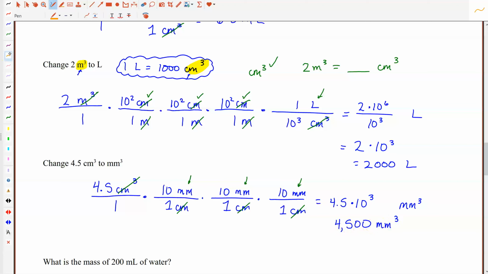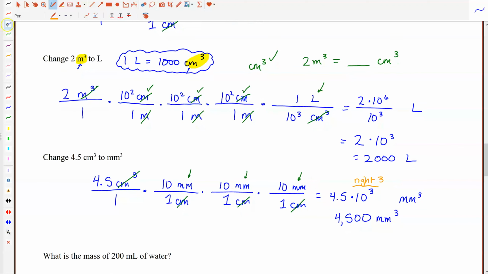Again, this is why working with powers of 10 is so nice, because it tells you you're just moving the decimal point right or left. If you're multiplying by a power of 10, you move it right. Dividing by a power of 10, you move it left. And then the exponent tells you how many spots you're going to move it.